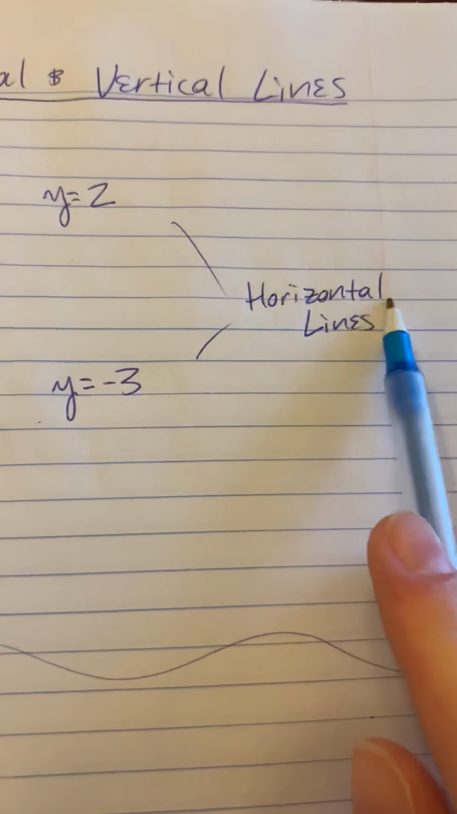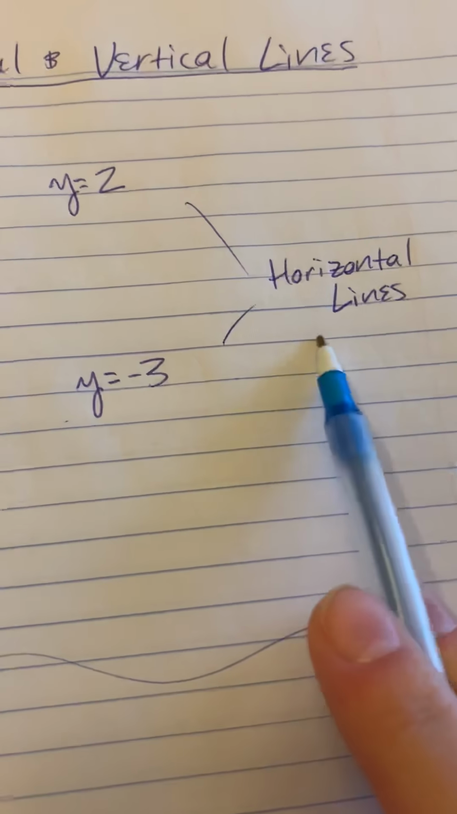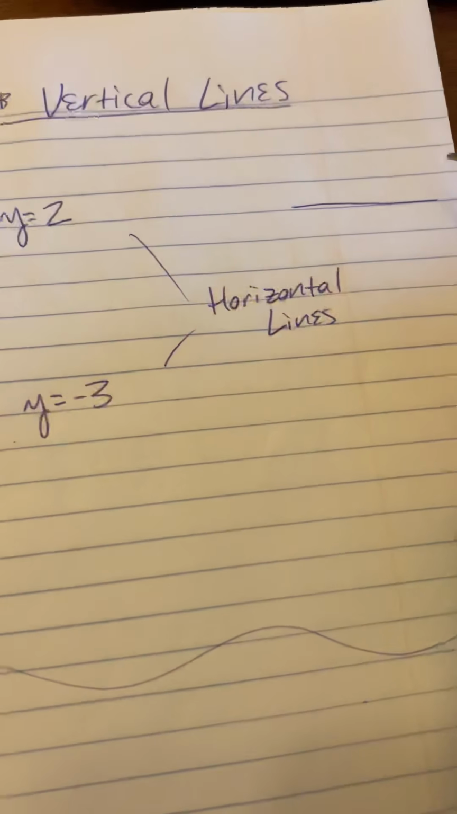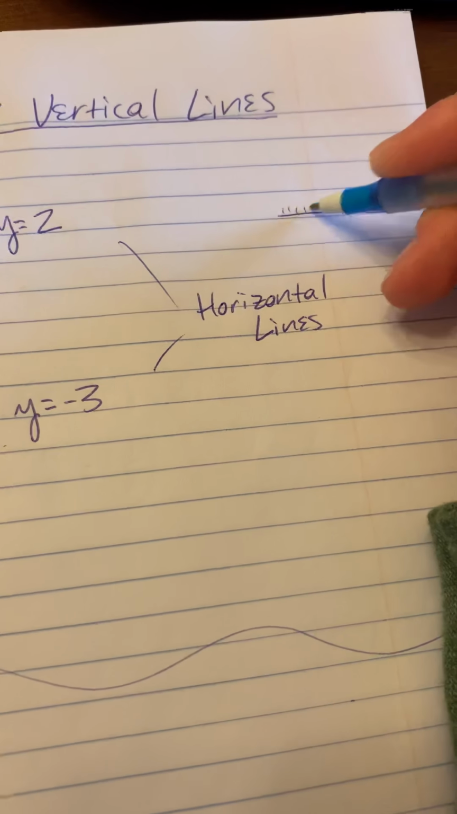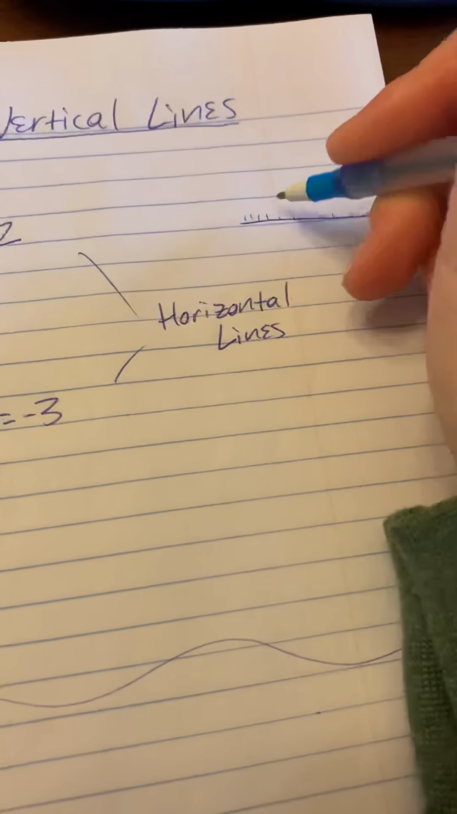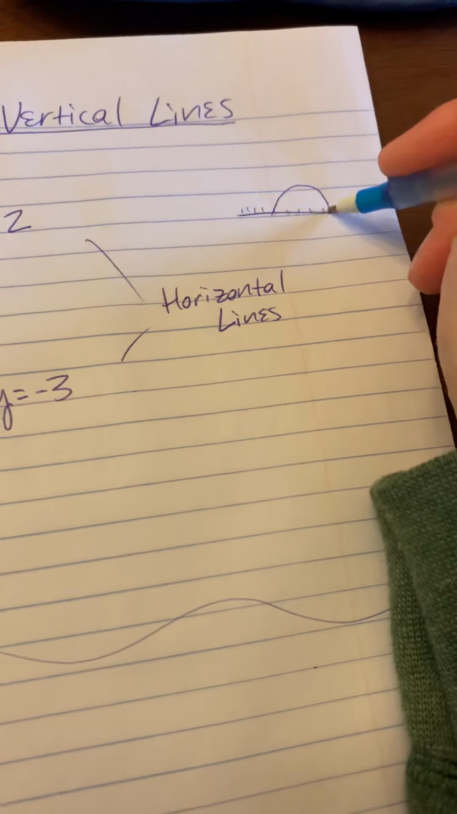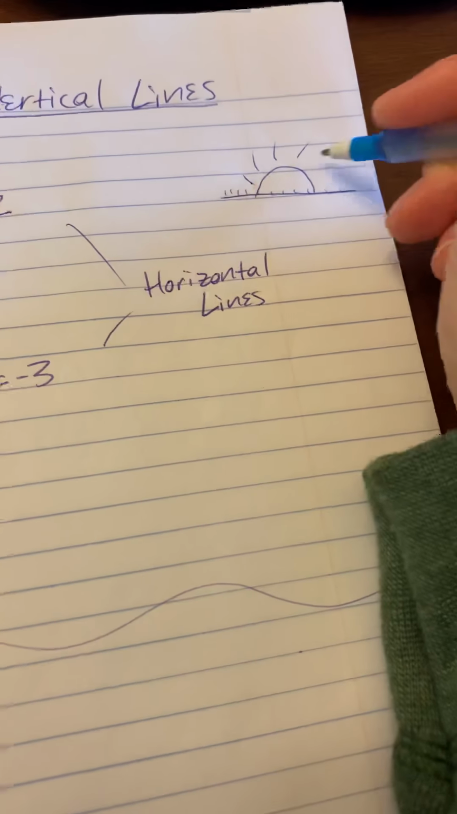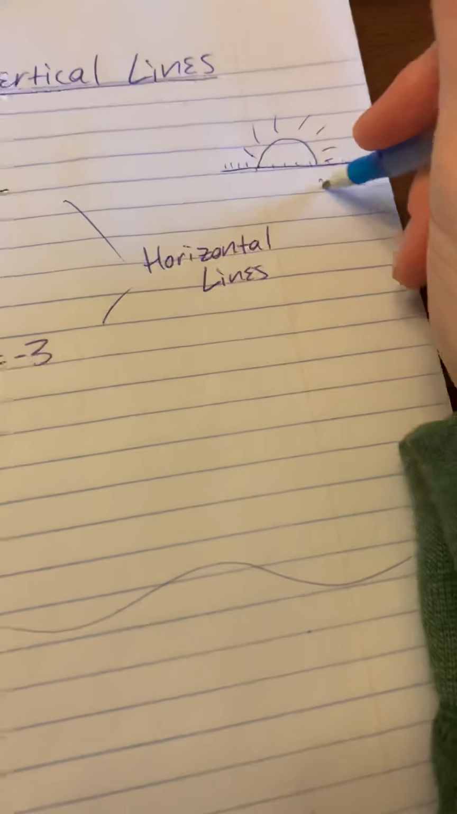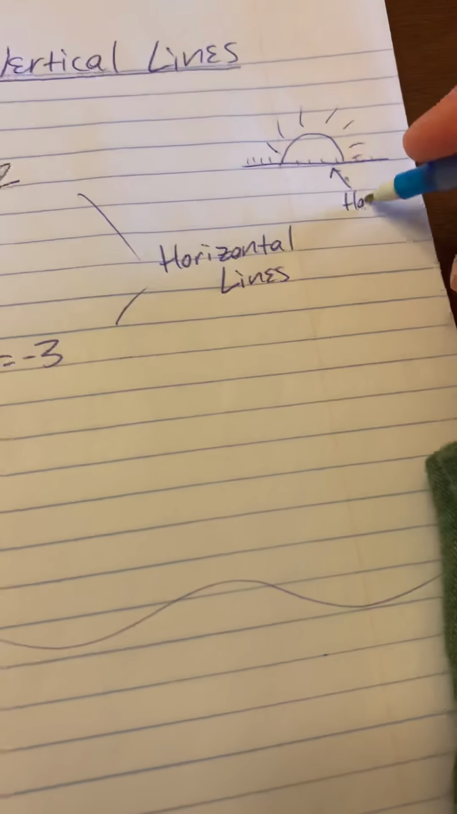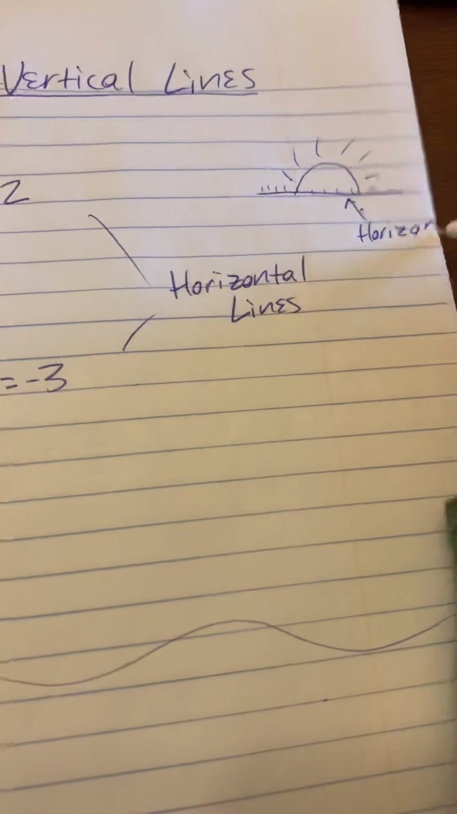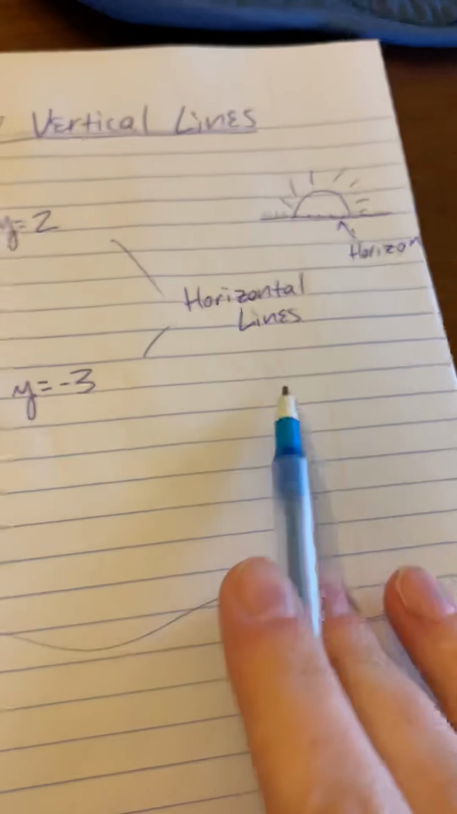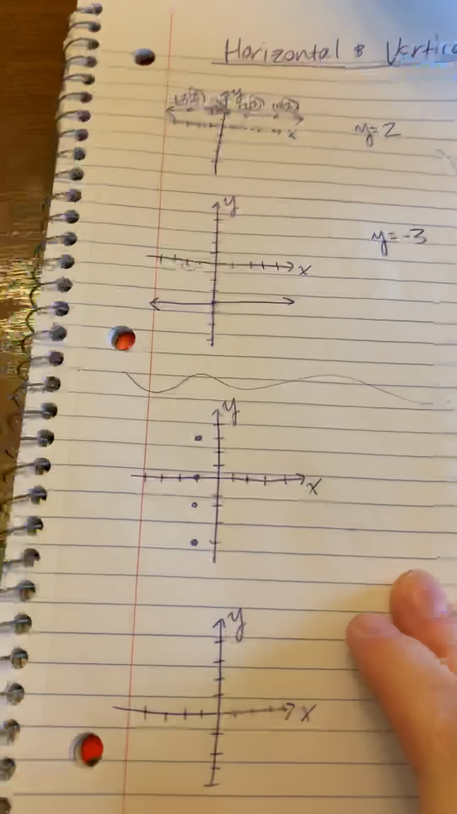Remember, horizontal is like the horizon, like the sun. Let's draw a little sunset. Like, here's the grass. See the grass, how pretty it is? The sun is setting. That is a horizon. Horizontal lines go straight across.